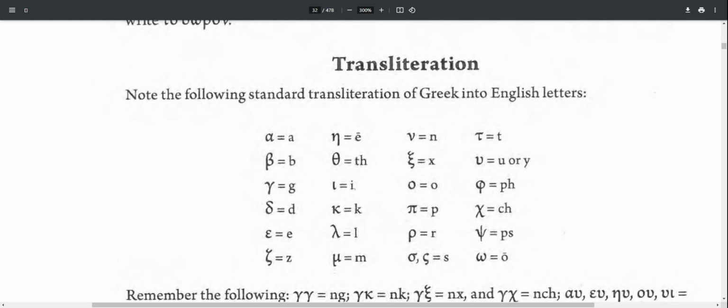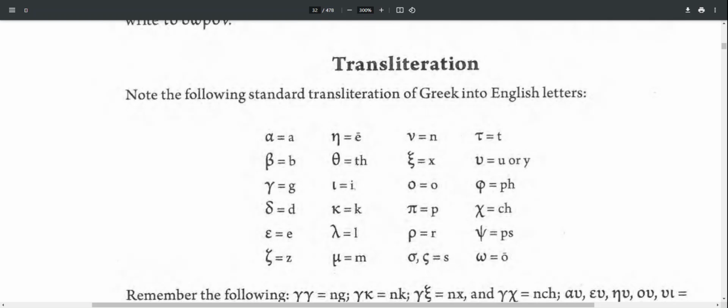Delta, you use the letter D. Epsilon, you use the letter E. Zeta, you use the letter Z. Eta, you use the letter E plus this thing above, which is called a macron, a symbol for Latin long vowels. If you don't have this, you just don't use it. But it shows that it's an eta, a long vowel. Theta, you use the two letters TH.